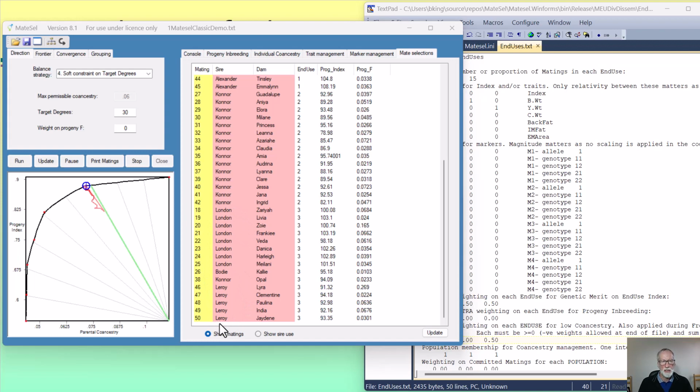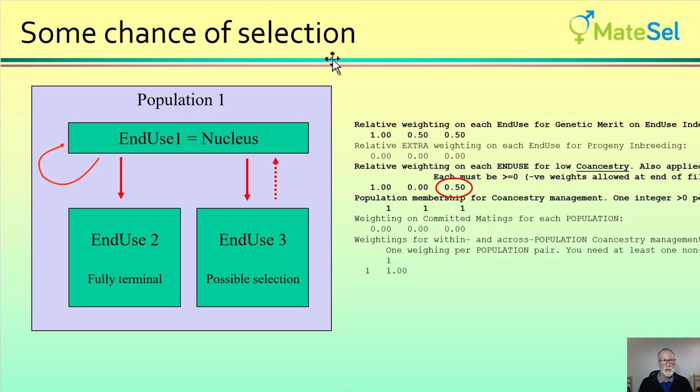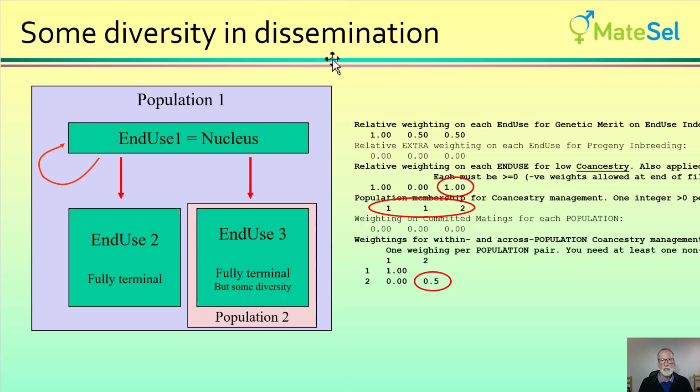And it could be that our objective is to have some diversity in that terminal end use because we're not fully confident of the accuracy of the EBVs of the sires involved, and we don't want to put all our eggs in one basket. So that's a different situation that we can look at here. Some diversity in dissemination. So now we're going to assume that the progeny from matings in end use 3 do not have any chance of going back to the nucleus, and yet we are interested to have diversity in end use 3 for dissemination purposes.